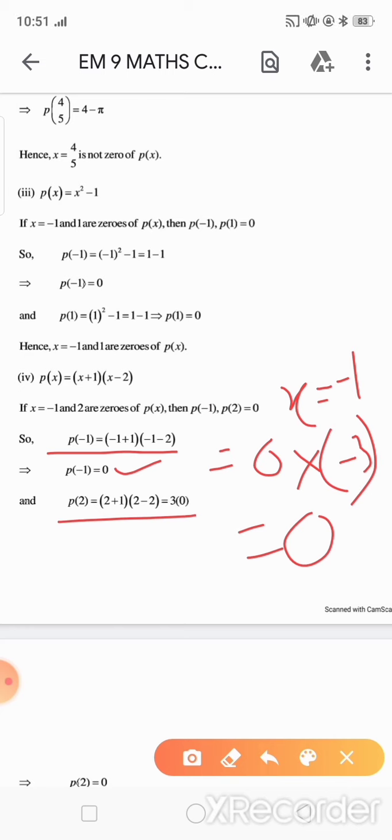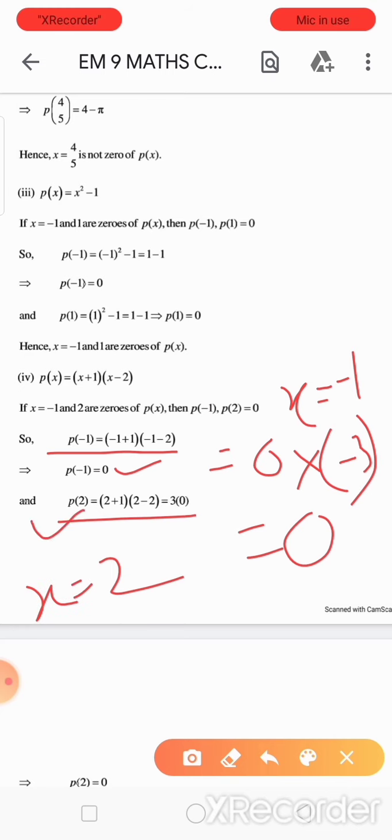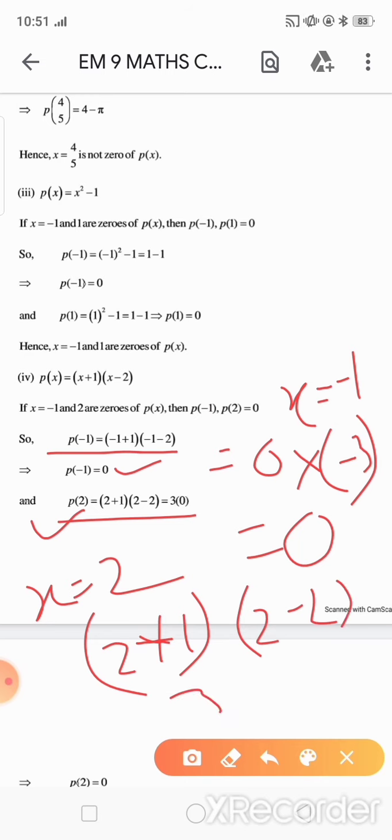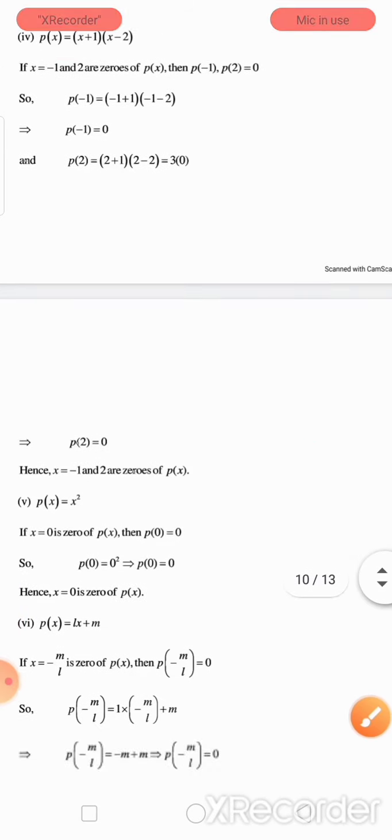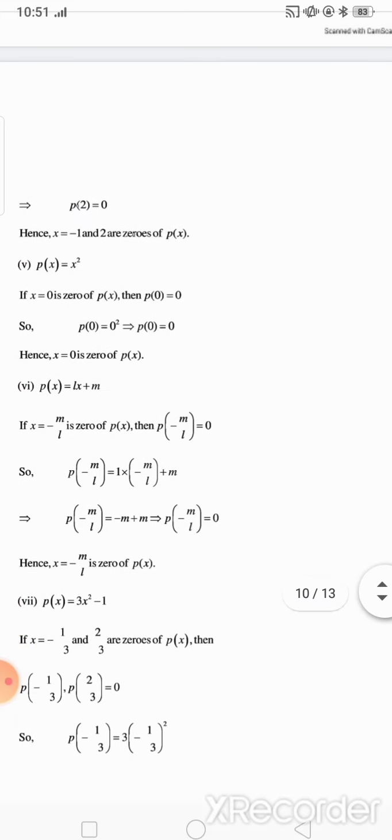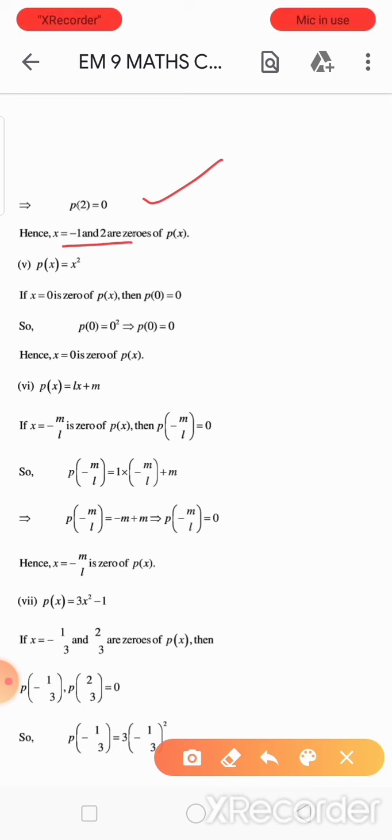Next, for the value of x equal to 2, substituting x equal to 2 we get our polynomial p of 2 is equal to, in bracket 2 plus 1 multiply 2 minus 2. It means 3 multiply 0, which means 0. Then we say p of 2 is equal to 0. So hence we say x equal to minus 1 and 2 are zeros of polynomial p of x.